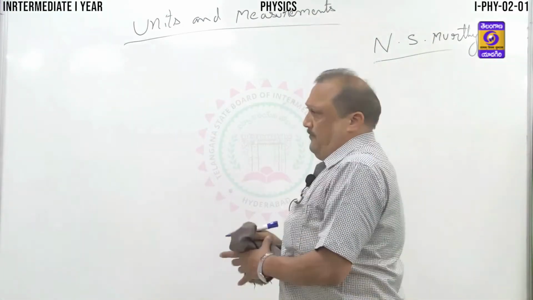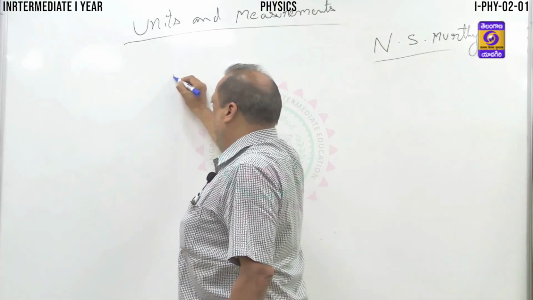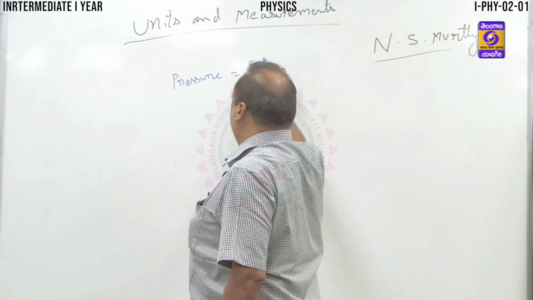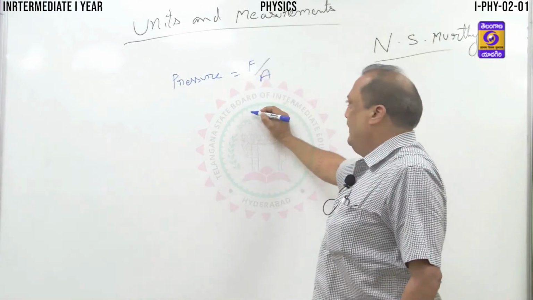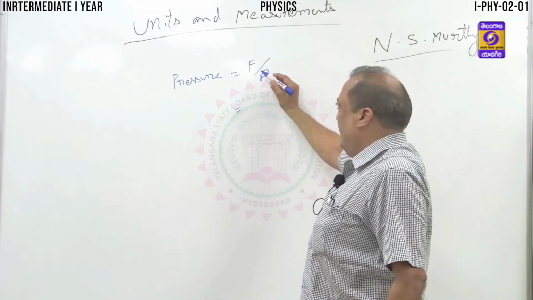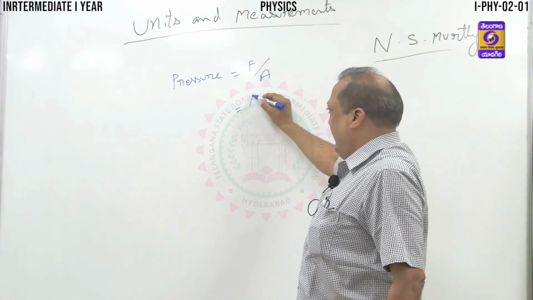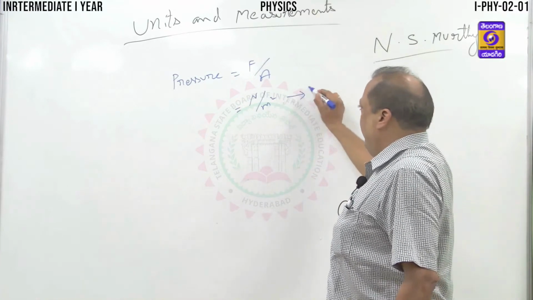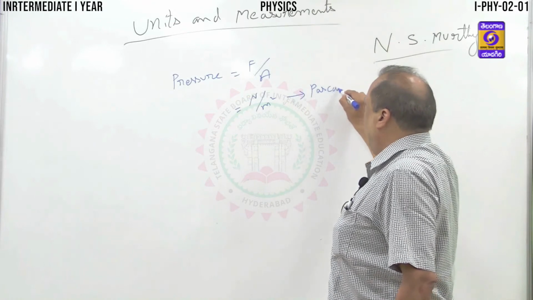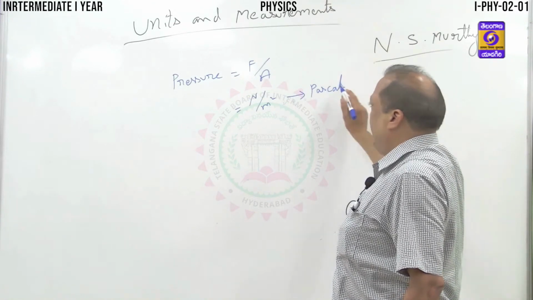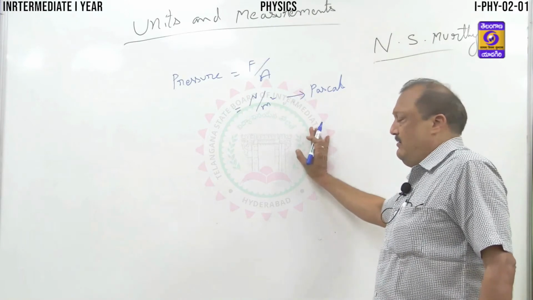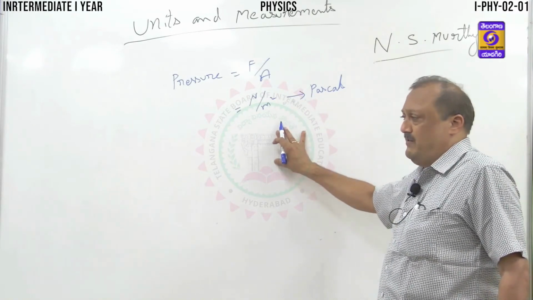So in the case of pressure, a physical quantity, it is force by area. We give its SI unit as Newton per meter square. Again, we give it the name Pascal. Pascal is the name of the unit of pressure. What is the relation between Pascal and Newton? Pascal equals Newton per meter square.